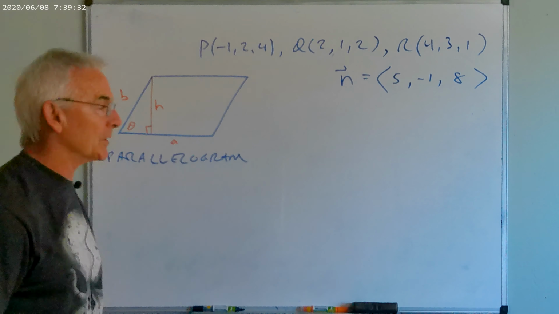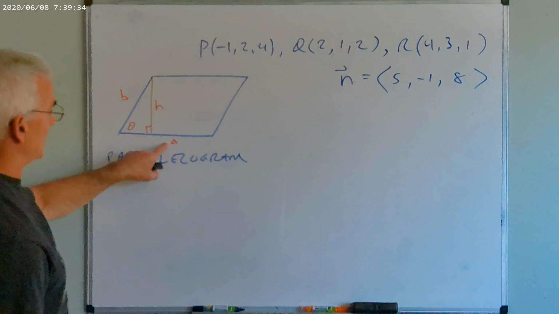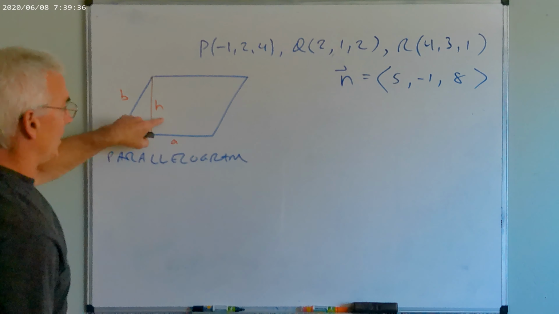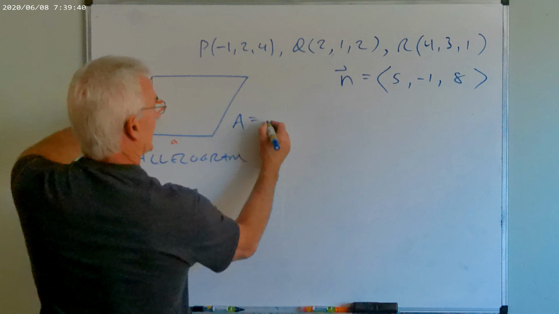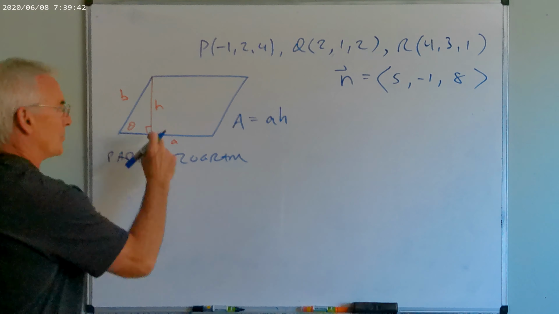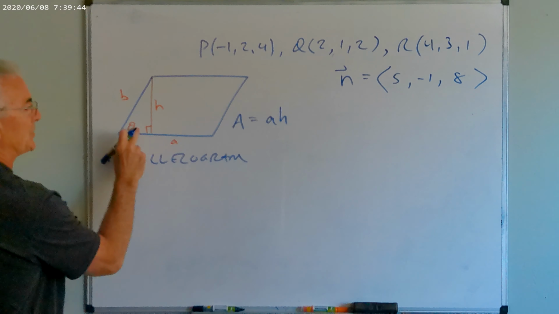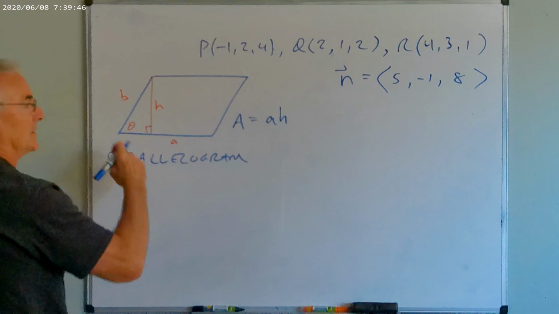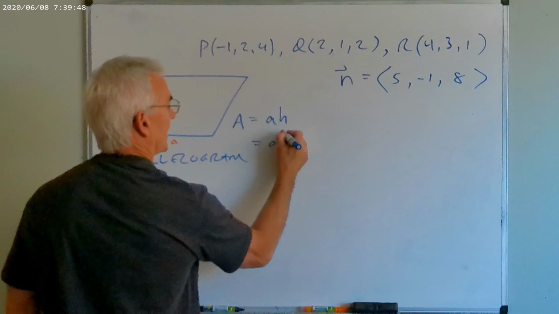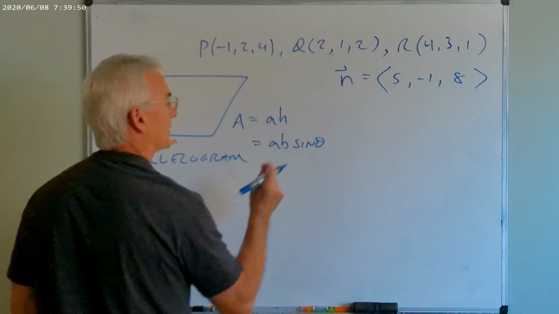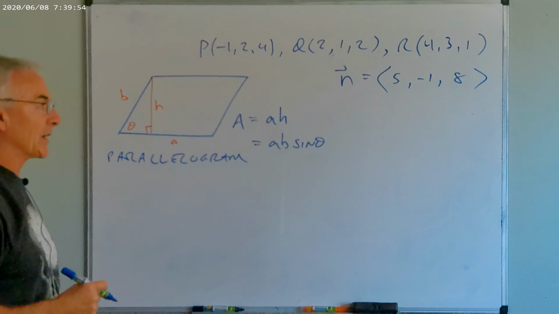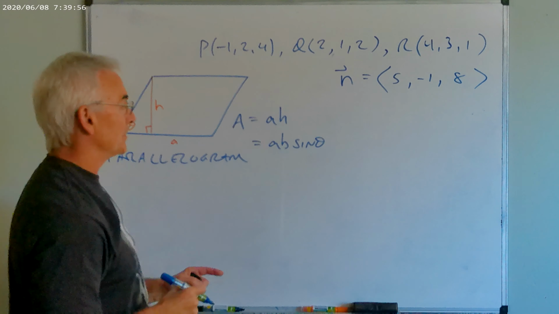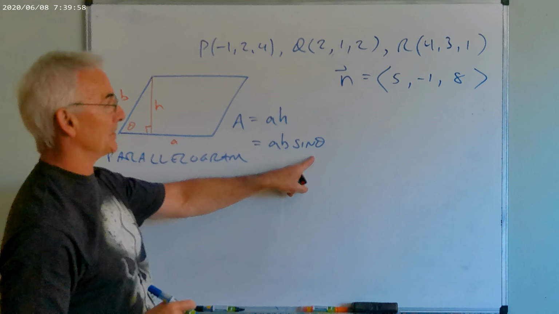We know the area of a parallelogram. If I have the base, one of the legs, and the height, we know the area is simply a times h. But if I don't know the height, but I only know the angle between these 2, then just using SOHCAHTOA, this becomes a, b, sine theta, which should look very familiar, because the length of a cross product is the product of the individual lengths times the sine of theta.